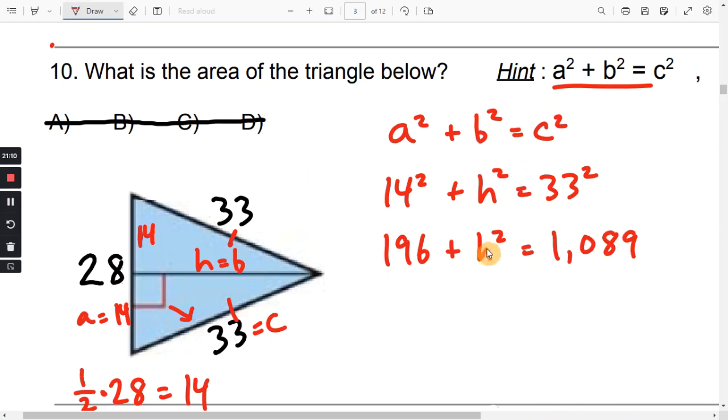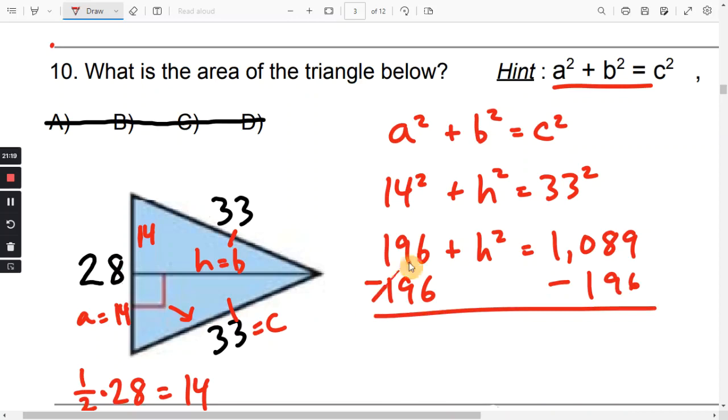All right, solving for h squared, the opposite of plus 196 is minus 196. Cancels here. Bring down your h squared, bring down your equal sign, and you can do this on the calculator or by hand. 9 minus 6 is 3. I'll make this 18, and I'll make the 10 into a 9. 18 minus 9 is 9. 9 minus 1 is 8. Probably better if you use the calculator so you don't make a mistake. Okay, h squared is 893.